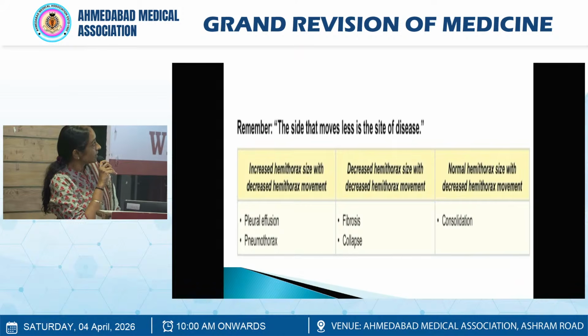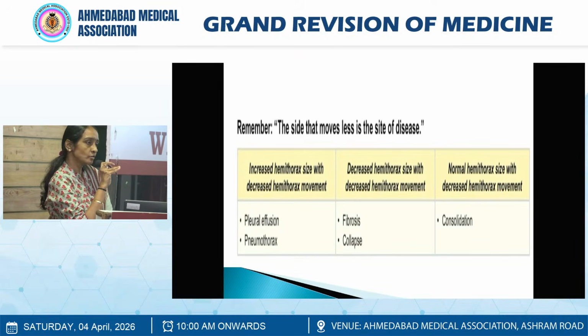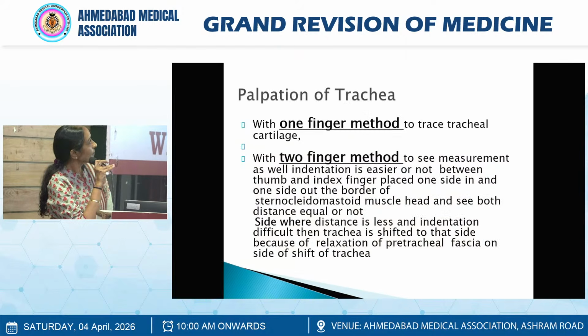Remember this. Increased hemithorax size and decreased movement in pleural effusion and pneumothorax. Decreased hemithorax size and decreased movement in fibrosis and collapse. Normal size but still movements are decreased in consolidation because of the pain.